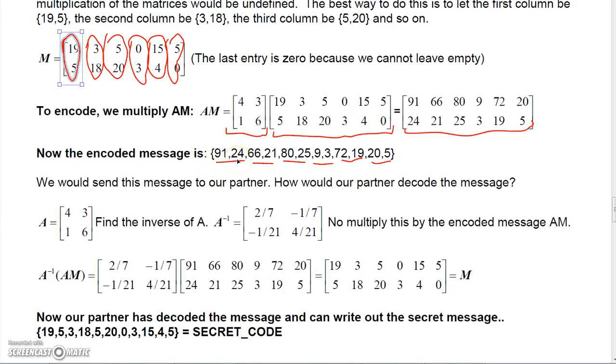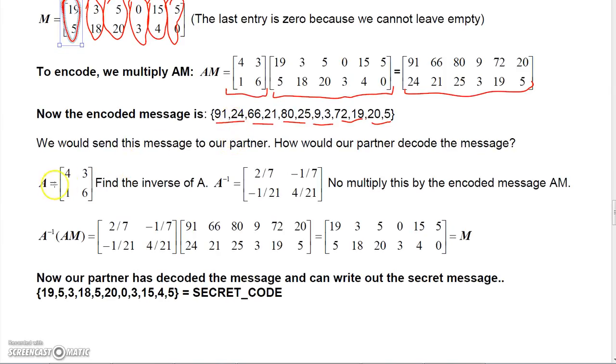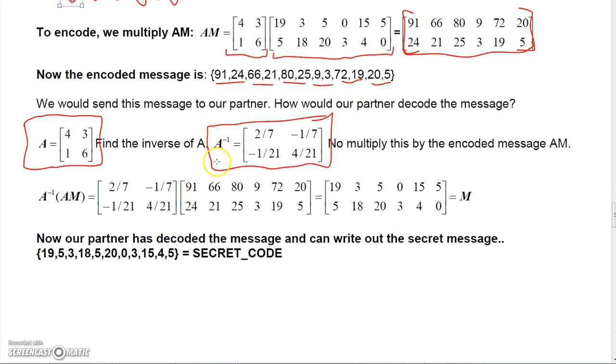And then when my partner got this message, the partner would have to know the inverse of this matrix. And so the inverse of this matrix is this. Now, if you don't know the inverse, of course, you have to find it. Now, what would my partner do with this message? Well, my partner would take this message and rewrite it back into this matrix form. He would put it back into the 2 by 2 matrix, and then he would take the inverse and multiply it by the encoded message matrix, and then guess what happens?